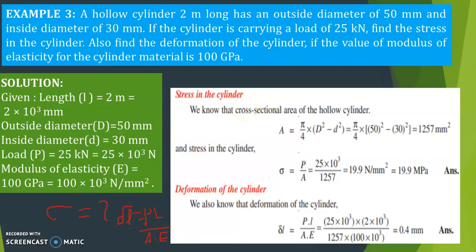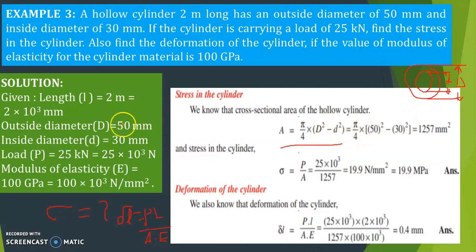This is a hollow cylinder. Hollow cylinder means there is one outside diameter, inside diameter also. Like this, it is a hollow cylinder. So this is capital D, and this is small d. Then you have both capital D and small d, so substitute in this formula. A is equal to pi divided by 4 into capital D square minus small d square.